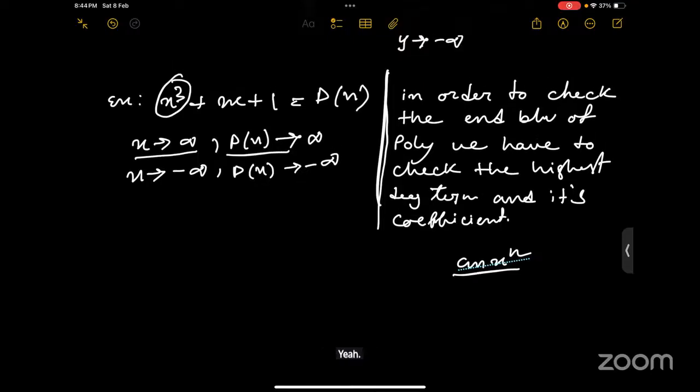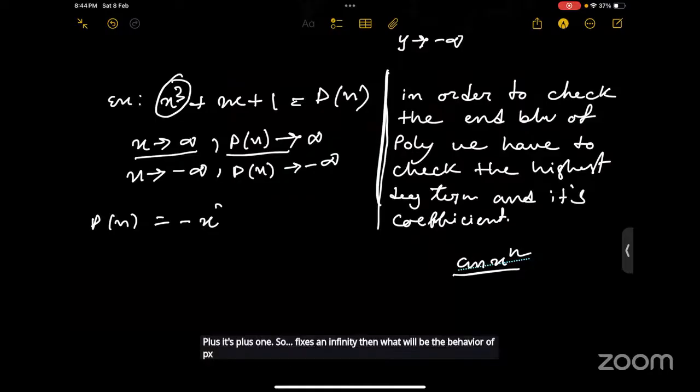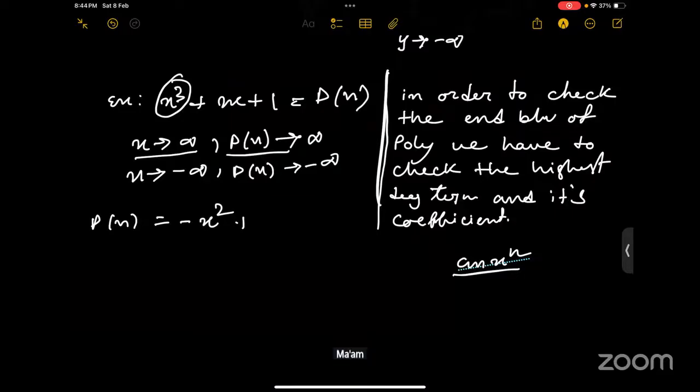Okay. So our example is minus x square plus x plus 1. How will it behave? If x is tending to infinity, then what will be the behavior of p of x? We will check the highest order.